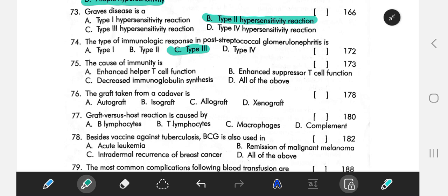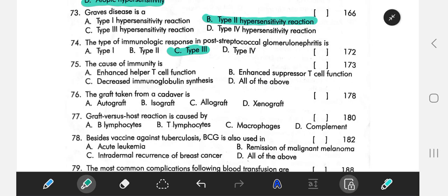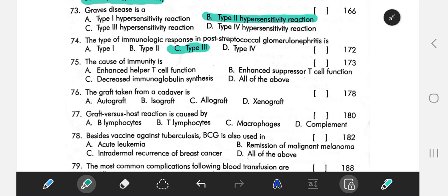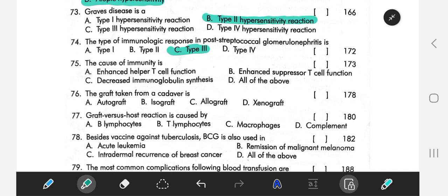Question number 75. The cause of immunity is option A, enhanced helper T cell function, B, enhanced suppressor T cell function, C, decreased immunoglobulin synthesis, D, all of the above. Enhanced helper T cell function.